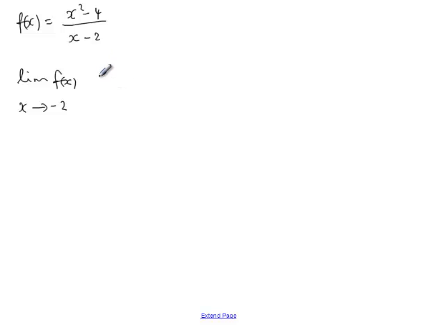In this case, we're going to say (-2) squared minus 4 over -2 minus 2. That will be the limit. Then it will be 4 minus 4 over -4, which is 0 in the numerator. Then we can say the limit is 0. That's not a problem.